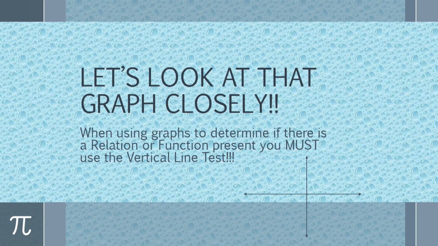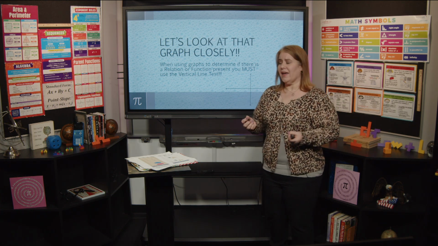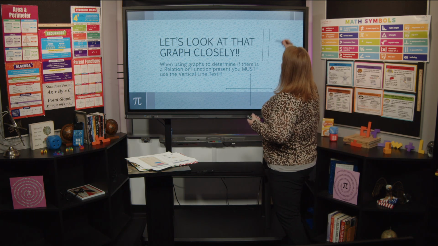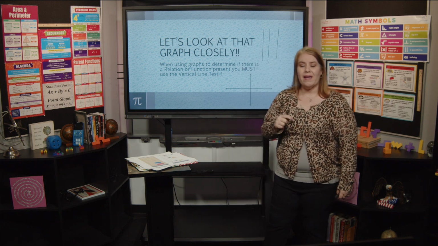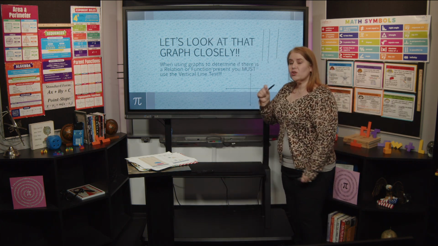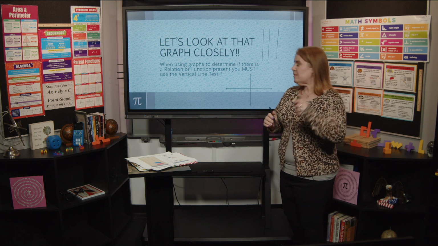Okay, we use graphs to determine if there is a relation or a function present. You must use the vertical line test. Now you're probably sitting there going, what is a vertical line test? Well, what is a vertical line? A vertical line is up and down, right? So if I use the vertical line test on my function, my vertical lines will only touch the graph one time. Let me show you.